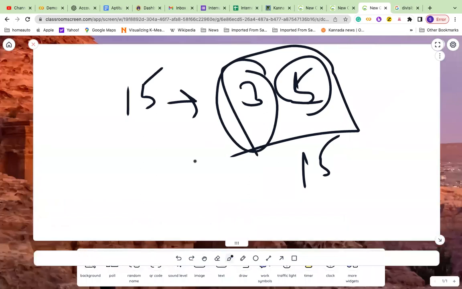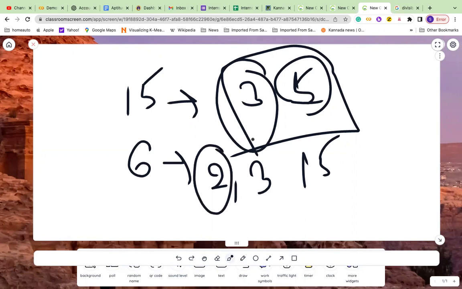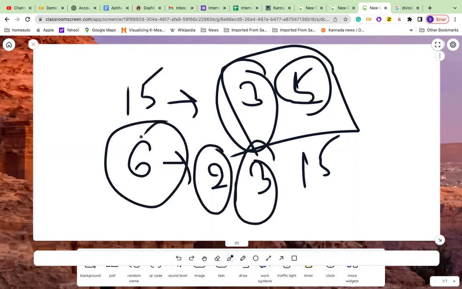Yes, sir. So for 6, what is the multiplication, like multiplication of prime numbers? What prime numbers multiplied will give 6? 2 and 3, correct? So if the number is divisible by 2 and divisible by 3, then that number is divisible by 6. That is the general rule, correct?